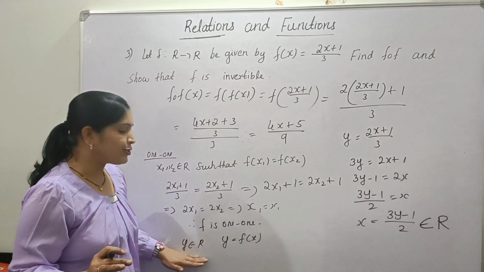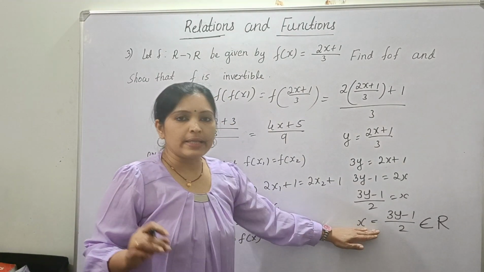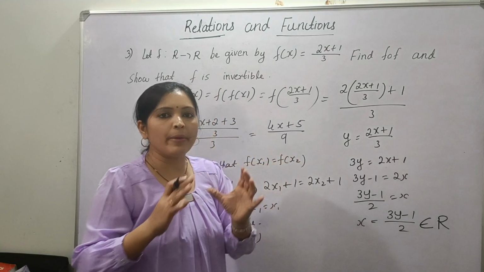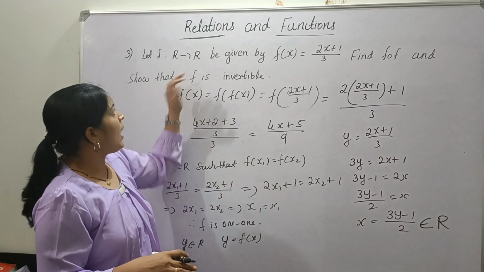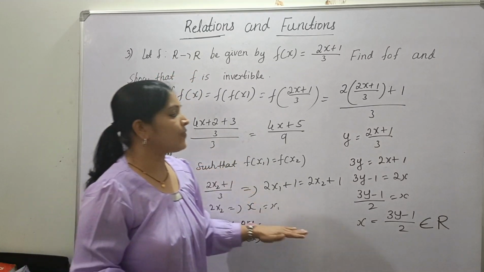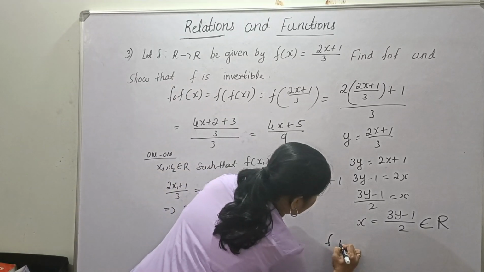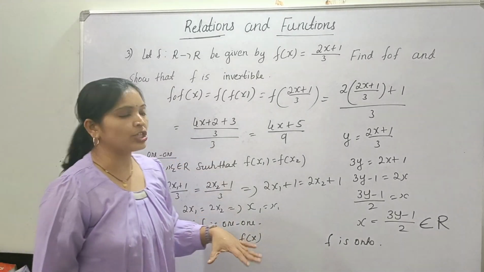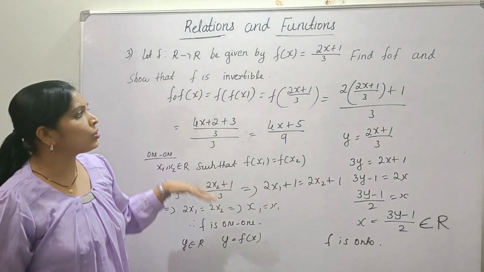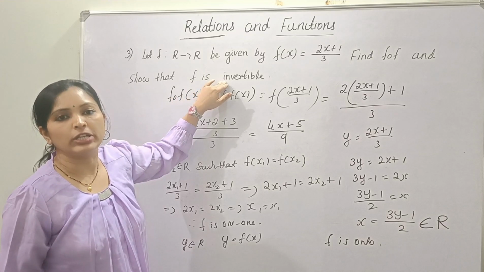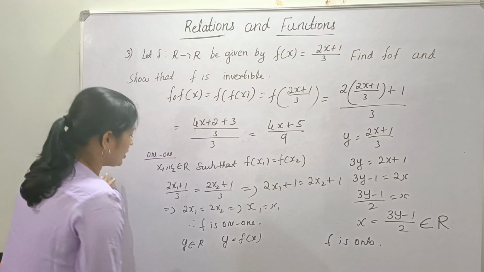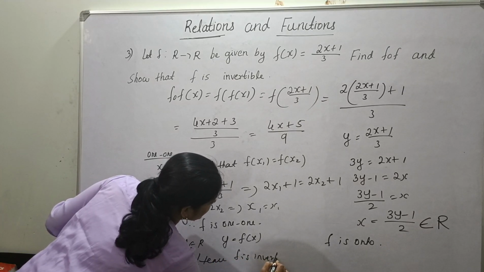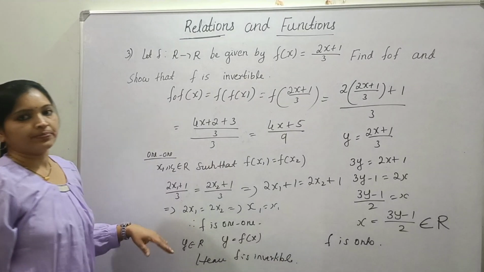Therefore, every element of the codomain is the image of some element of the domain. That means every element has pre-images in R. Therefore this function is onto. f is an onto function. So f is one-one and onto, hence it is bijective. Therefore this function is invertible. Hence f is invertible and it has an inverse function.